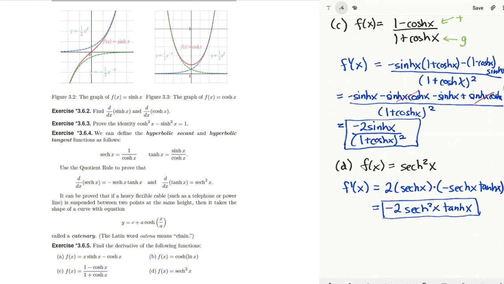And that concludes our lesson for this video. In the next video, we will talk about implicit functions and the method for finding derivatives for these types of functions.